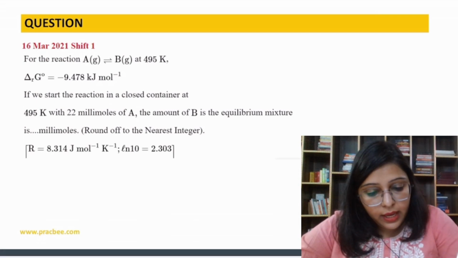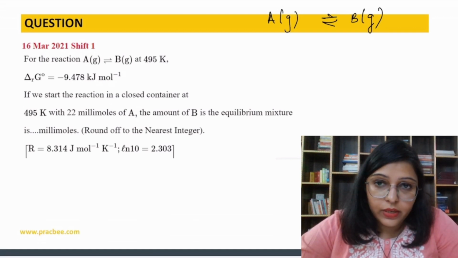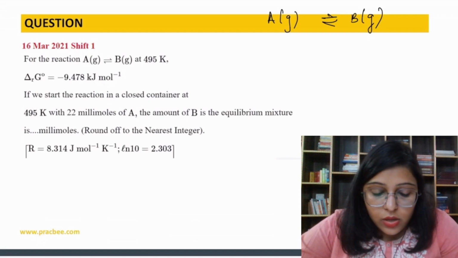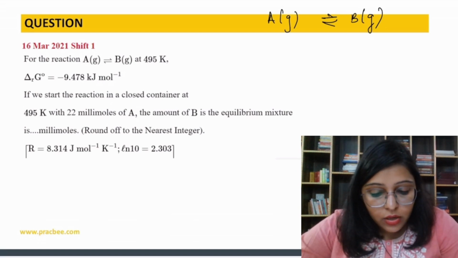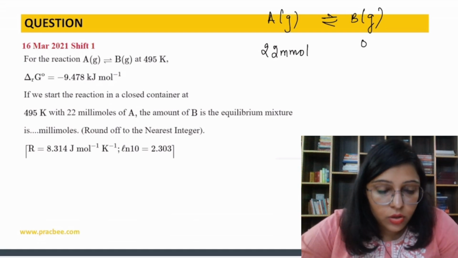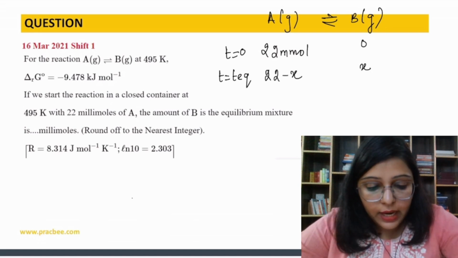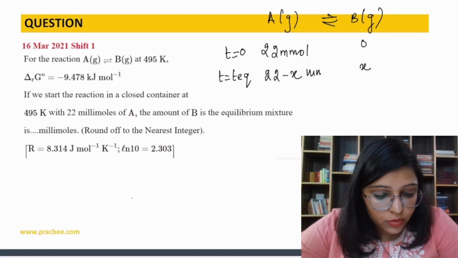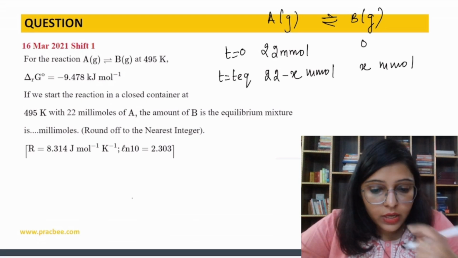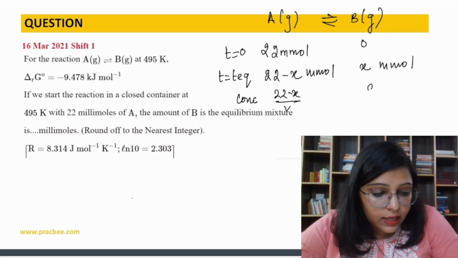For the reaction A gas gives B gas at 495 Kelvin, delta G naught is given. If we start the reaction in a closed container at 495 Kelvin with 22 millimoles of A, then what is the amount of B in the equilibrium mixture? So at T equal to 0 we have 22 of A and 0 of B. Then at T equal to T equilibrium, 22 minus X and X, in millimoles. We can also find the concentration. So the concentration is 22 minus X upon V and X upon V.